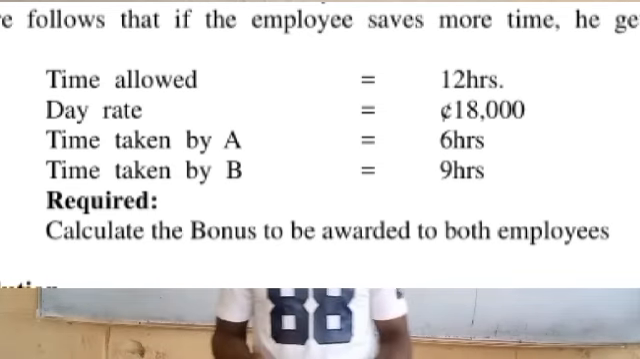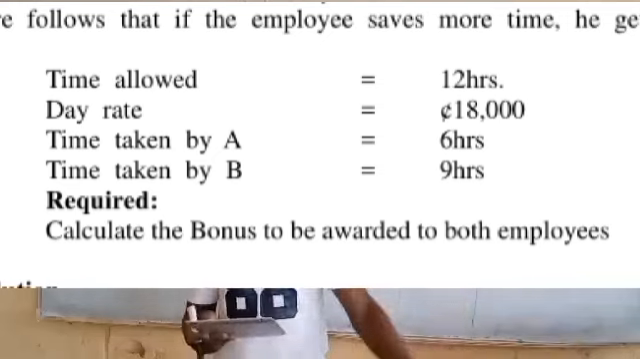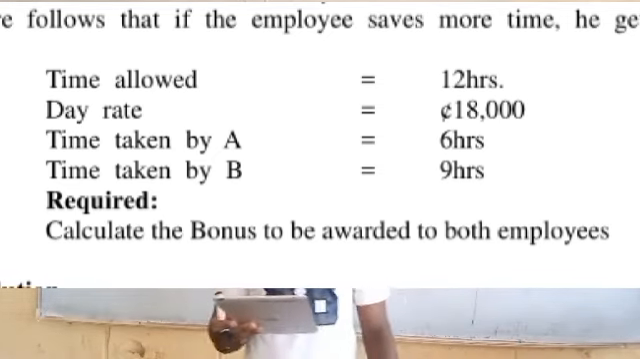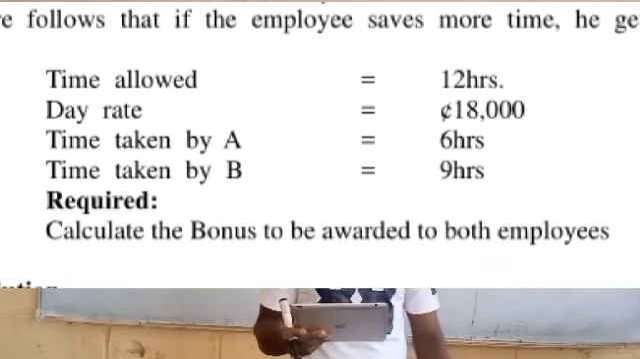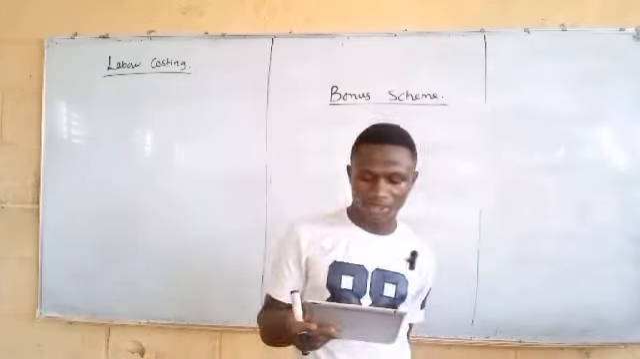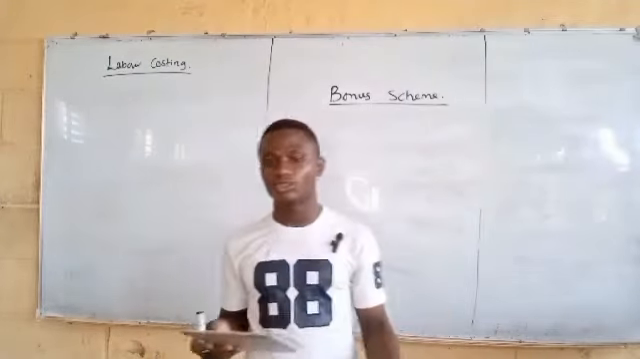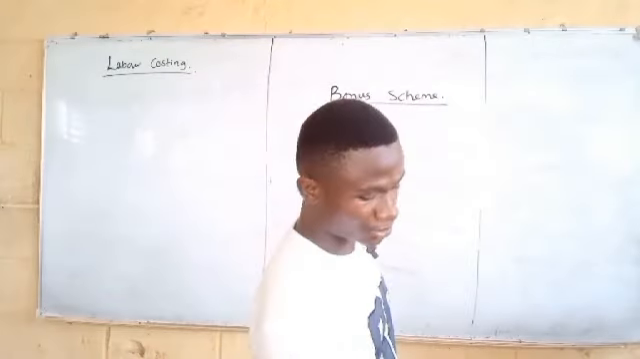We have time allowed from this question is 12 hours. Day rate is 18,000. Time taken by A is 6 hours. Time taken by B is 9 hours. So they ask us to calculate the bonus to be awarded to both employees.